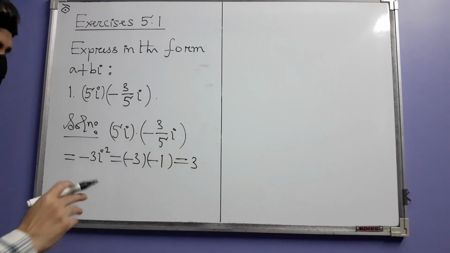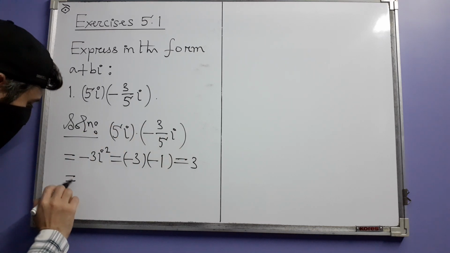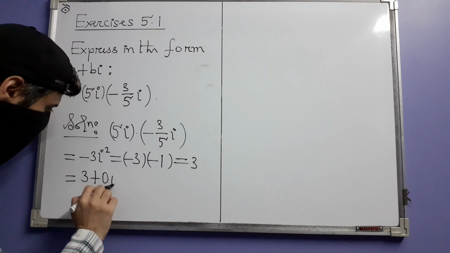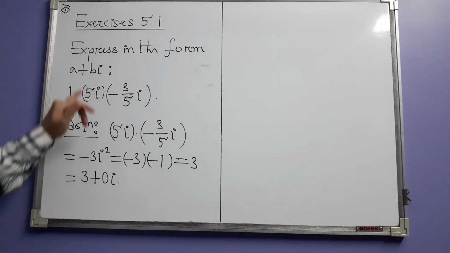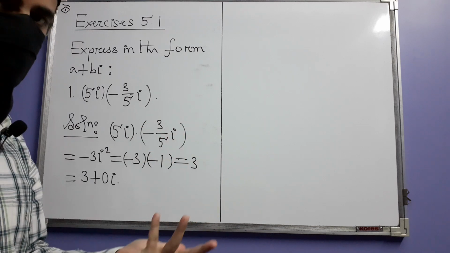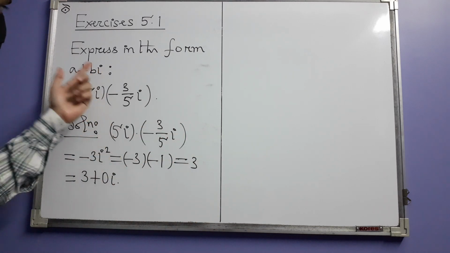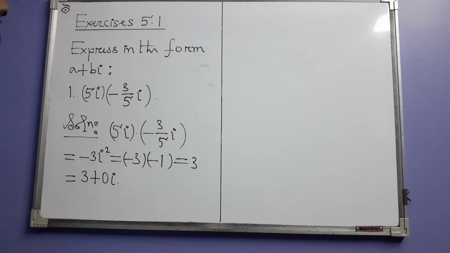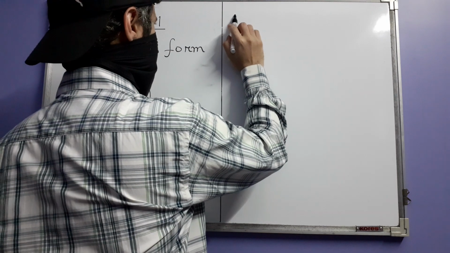But do not simply write 3. You have to express it in this form. So you write 3 plus 0i. In the book it may be given as ib, but whether you write ib or bi it does not matter because complex multiplication is commutative. That's why. Okay, so this is the number. Let's see the next one.